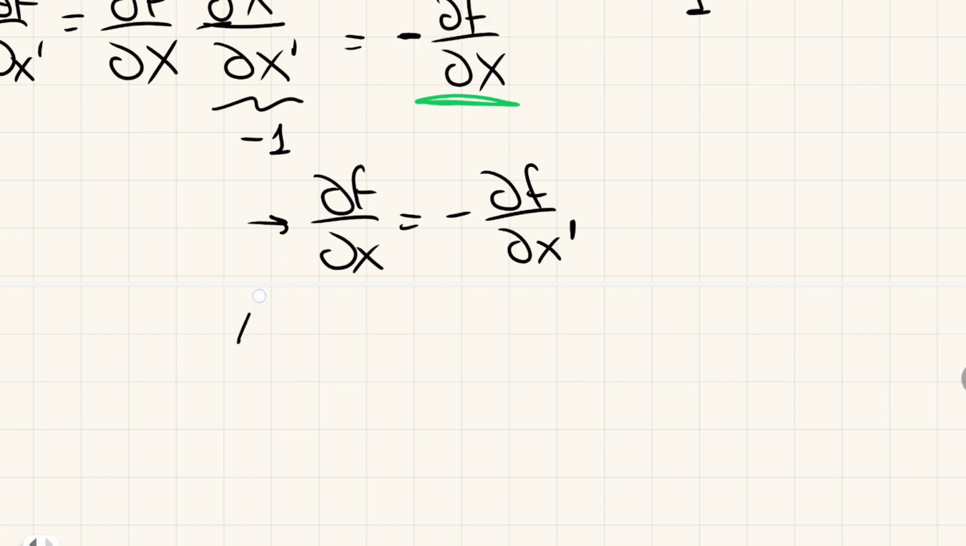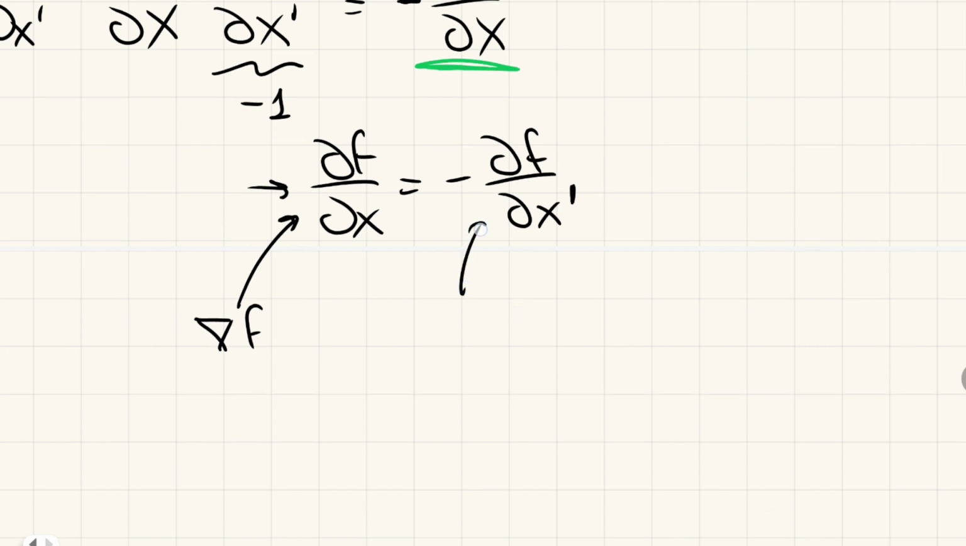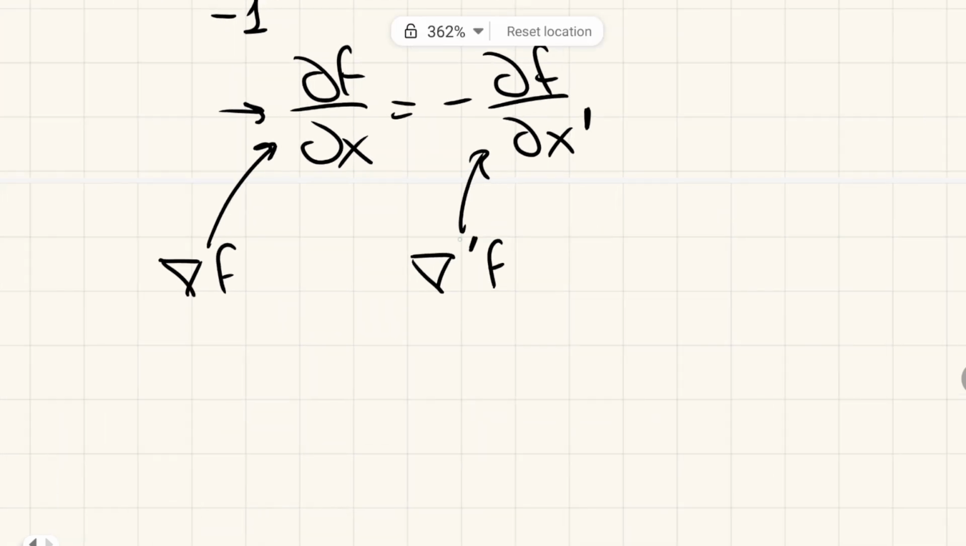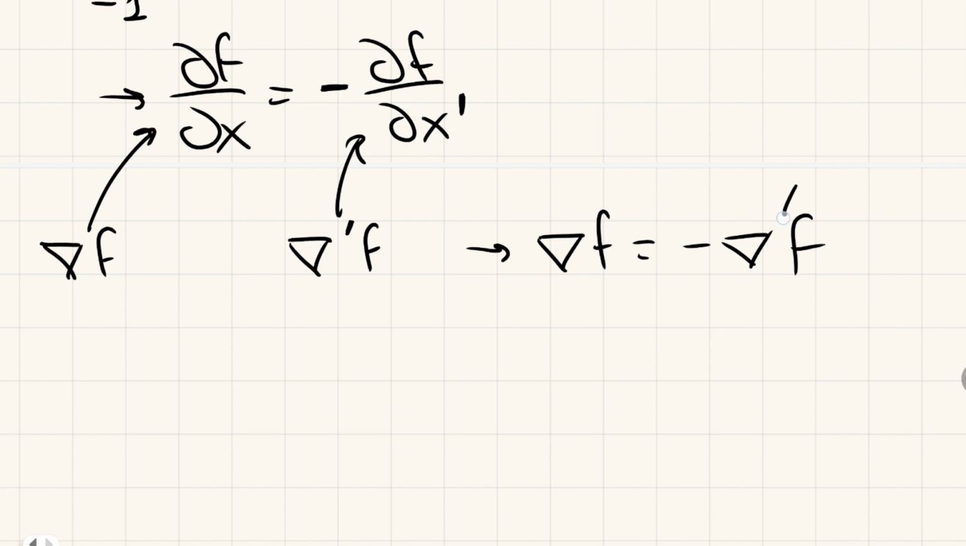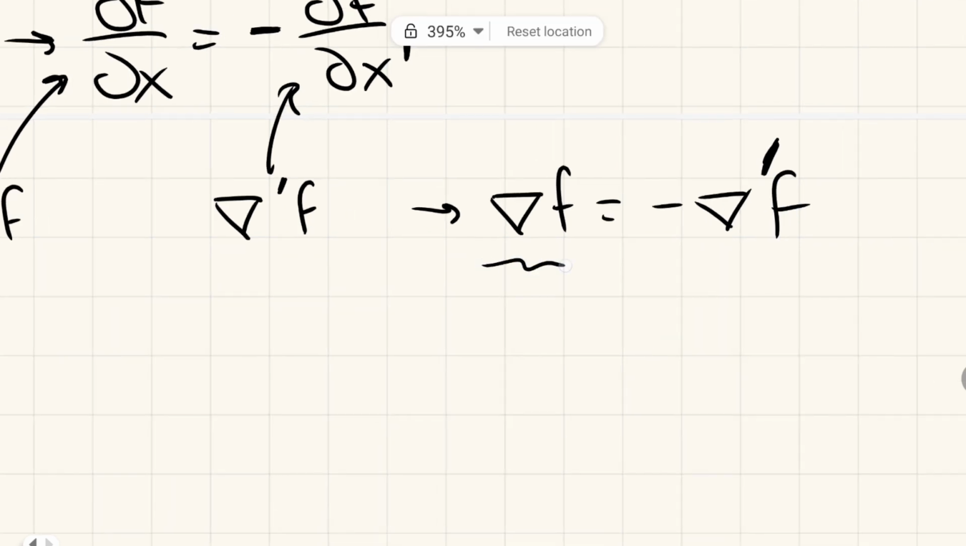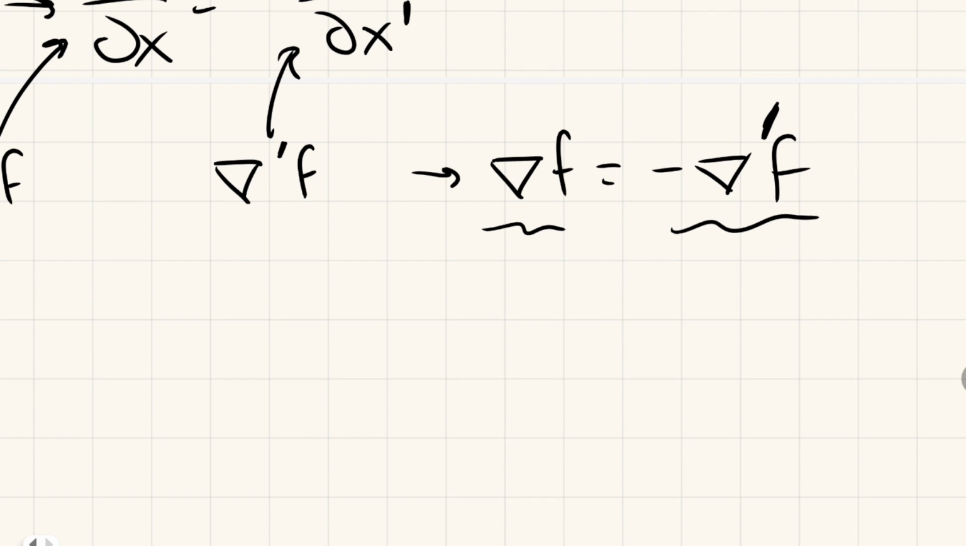And looking at this, the first corresponds to the gradient of f, and this corresponds to the gradient prime of f, where the gradient prime is the derivatives of f, but taken with respect to the prime coordinates. We see that they are the same, just the difference is this minus sign. So we can say that the gradient of f is equal to negative the gradient prime of f. Remember, again, these derivatives are going to be taken with respect to the general coordinates, and these derivatives are going to be taken with respect to the prime coordinates.